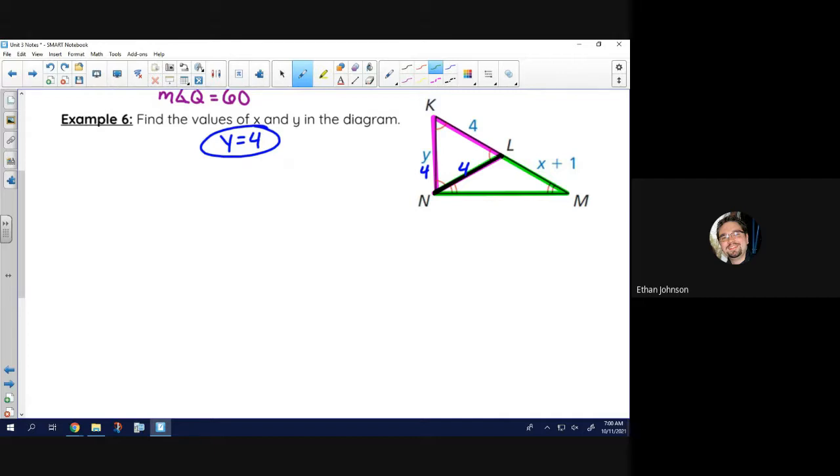The second thing, for isosceles triangles, sides across from congruent angles are congruent. That was our converse statement. So we know NL is 4, ML is x plus 1, and they have to be congruent. So we can write x plus 1 equals 4. Subtract 1 from both sides, x equals 3.